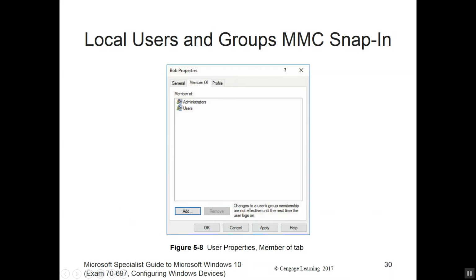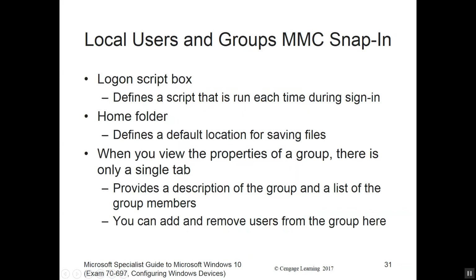Local users and groups MMC snap-in. Here we go. We could click on any one of these to see what's going on, or remove Bob from that member of. So I can add a group. I click add. It would display the optional groups that I can add Bob as a member of, and go right on down the line there.